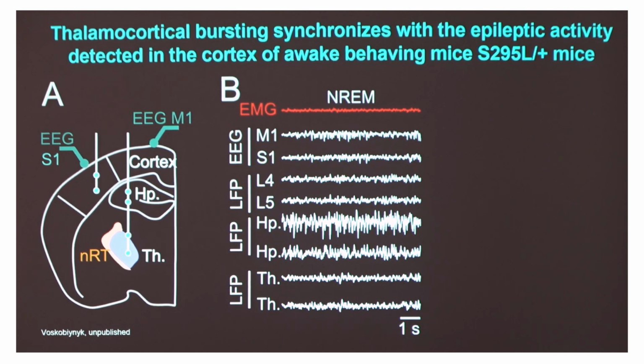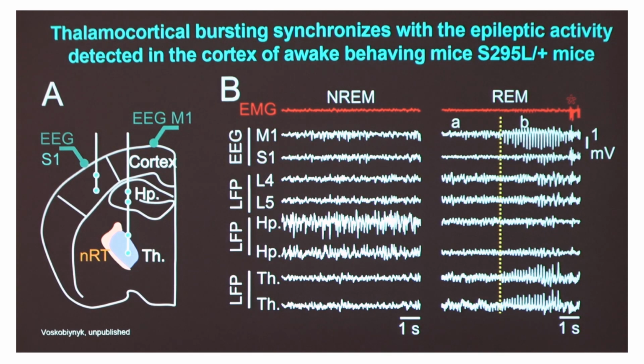And bottom line in here, all activity is normal. However, right before the REM sleep happens, we see the seizure happening in the M1 cortex that is coinciding with something happening in the thalamic LFP.